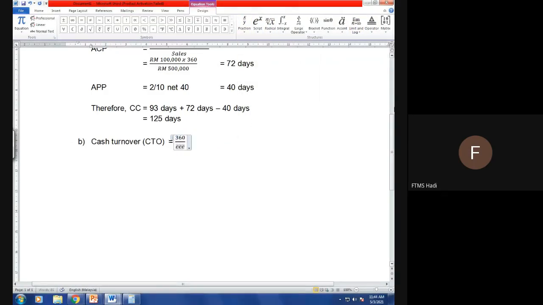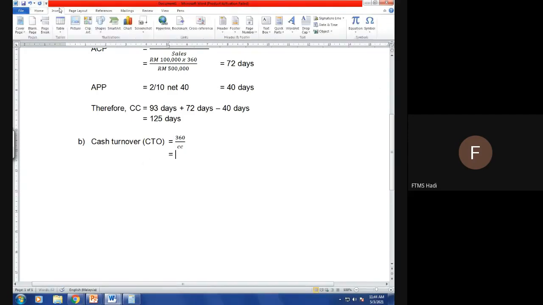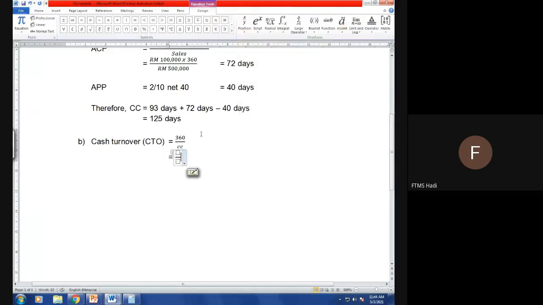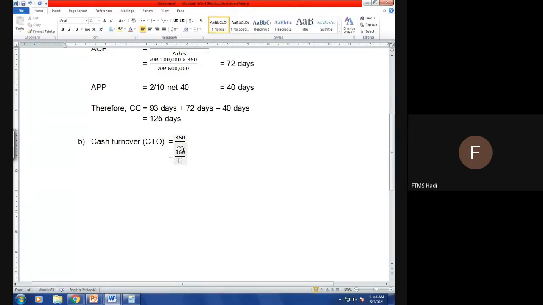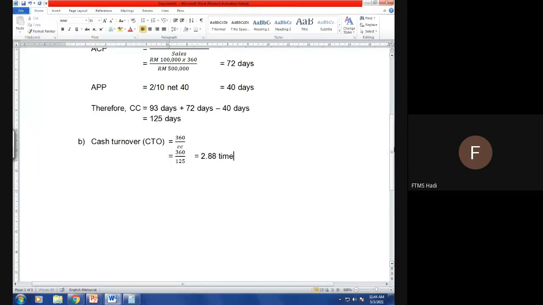360 divided by your CC. How about your CC? This CC you got from question A. You already have the answer, just bring it down there. So that means 125. If you press the calculator, take two decimal points, 360 divided by 125 is 2.88. So that is how you answer CTO.